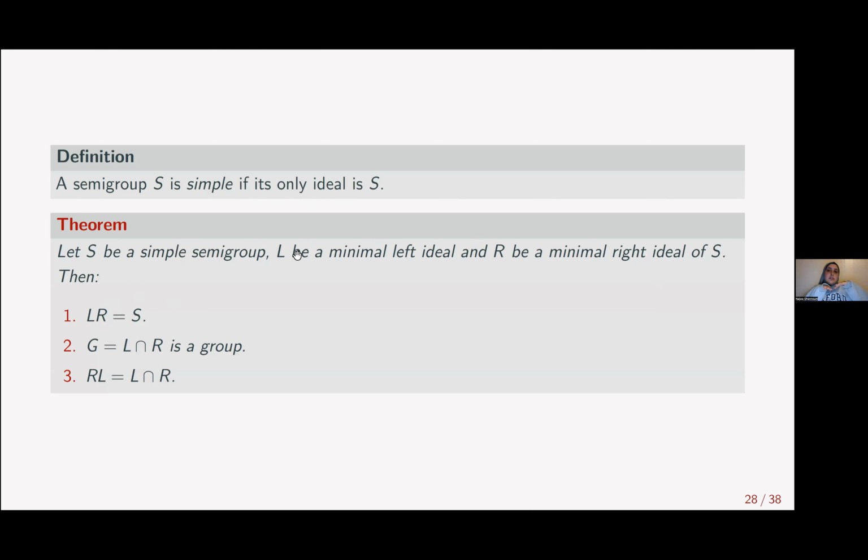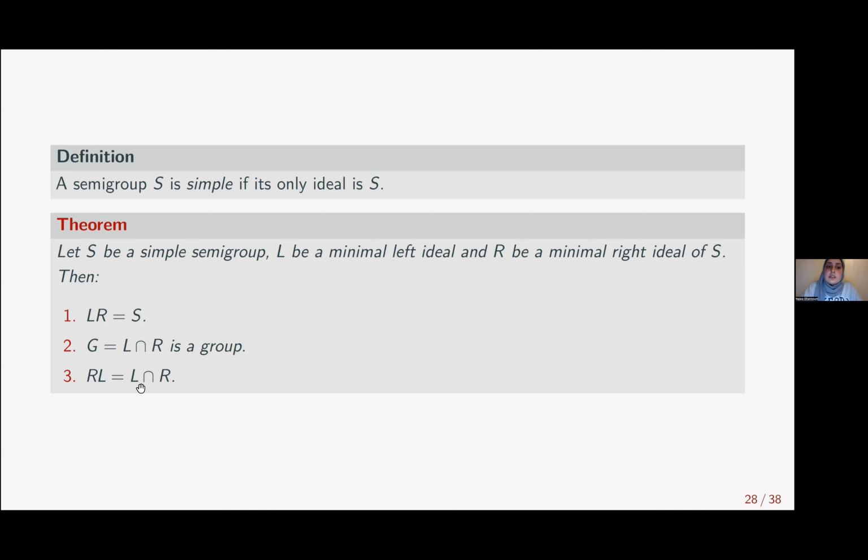So first we need to forget everything before. We have now a semigroup. We're starting with a semigroup. We don't have a category, and we're building the category. L and R are minimal left and right ideals of S. So the multiplication LR is going to be equal to the semigroup itself, because LR is a two-sided ideal, and we said that S is simple, so the only ideal is S, so it's going to be equal to S. And the intersection of L and R will be a group that we will call G.